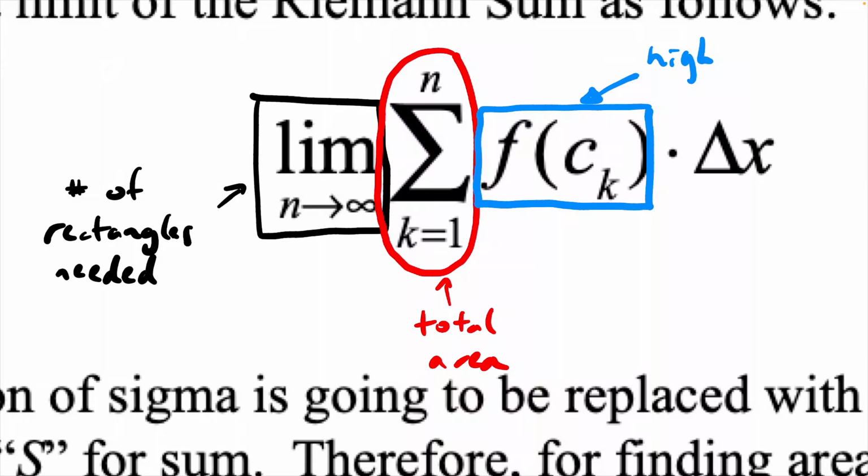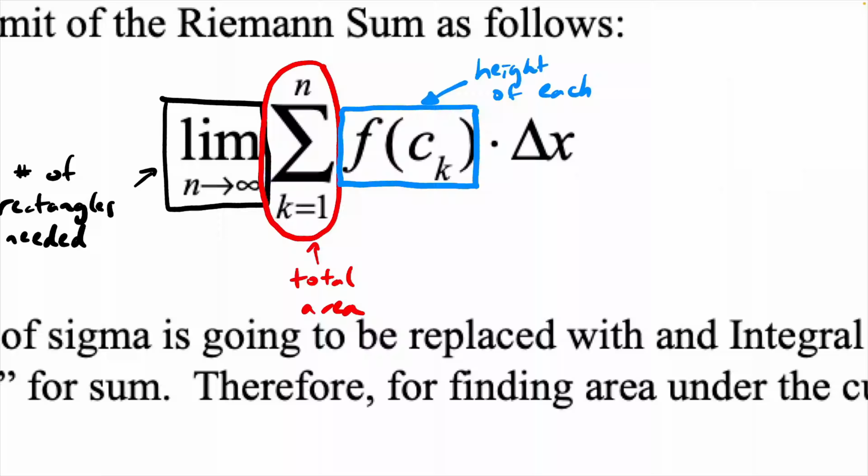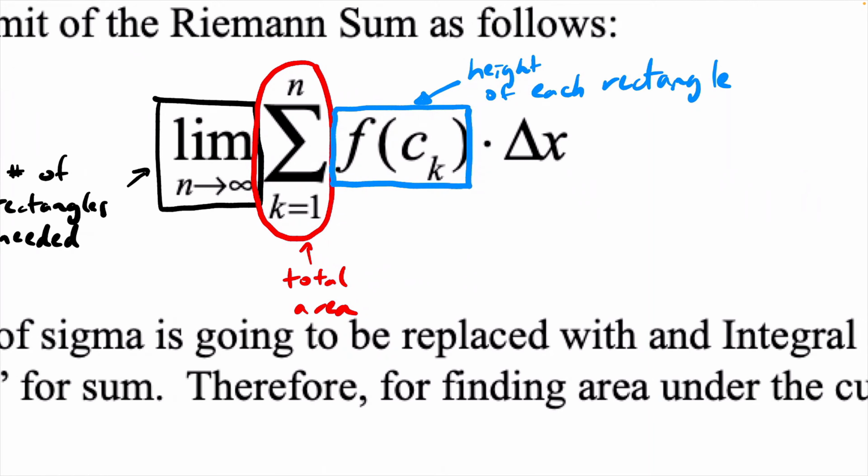I spelled height wrong. Of each rectangle. So we know, this tells us the number of rectangles we need. This tells us how we're going to do it. We're going to add them all up. This tells us the height of the rectangles. What am I missing?